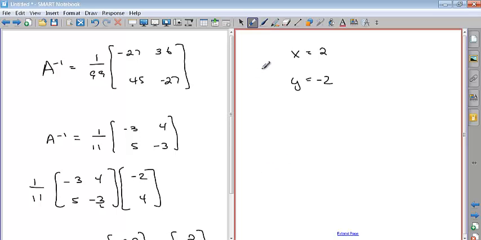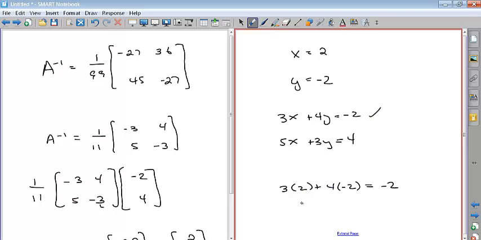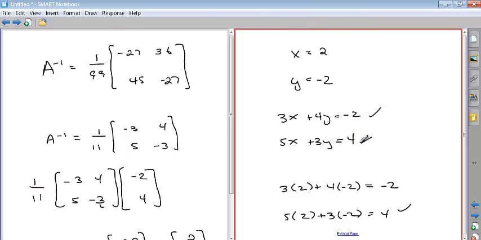And I think that's right, because let's write out the original equation. Okay, so if I plug in x equals 2 and y equals negative 2, I'll get negative 2, which checks that one. And if I take x equal to 2 and y equal to negative 2, that's 10 minus 6, which is 4, which is good.